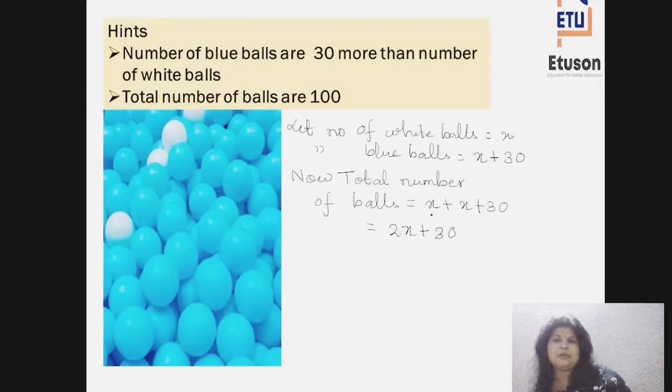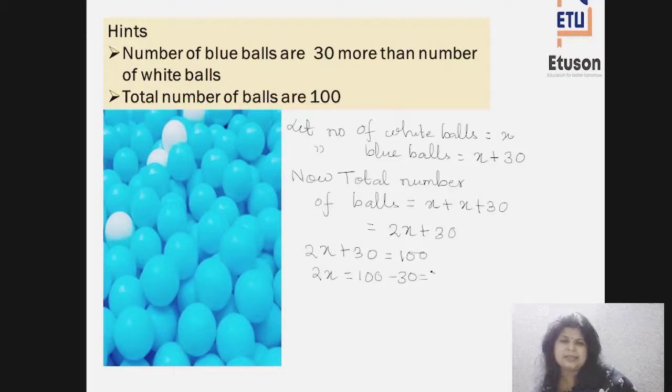But you have a value for this. It is there in the hint. Right? So now 2x plus 30 is equal to how much? It is 100. Correct, students? Okay. So now what will be the value of 2x then? It is 100 minus 30. That is 70. So what is the value of x now? 70 divided by 2, that is 35. What is 35 now? 35 is the number of white balls. So the number of white balls is equal to 35.